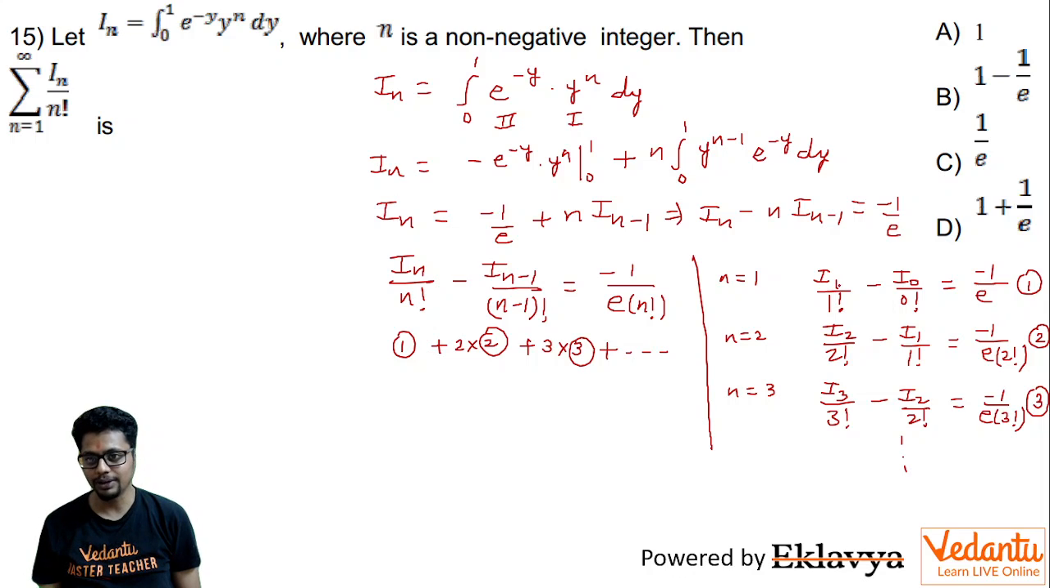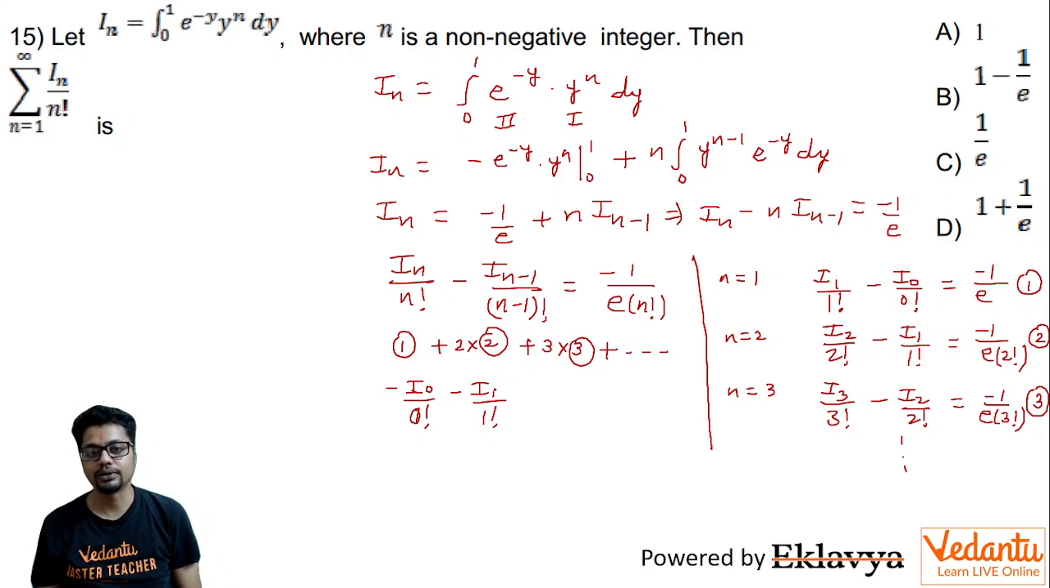If I talk about I1 by 1 factorial minus I naught by 0 factorial plus 2 times I2 by 2 factorial minus 2 times I1 by 1 factorial. So I get minus I naught by 0 factorial, and I1 by 1 factorial minus 2 times I1 by 1 factorial is minus I1 by 1 factorial. My bad, I naught by 0 factorial it would be.